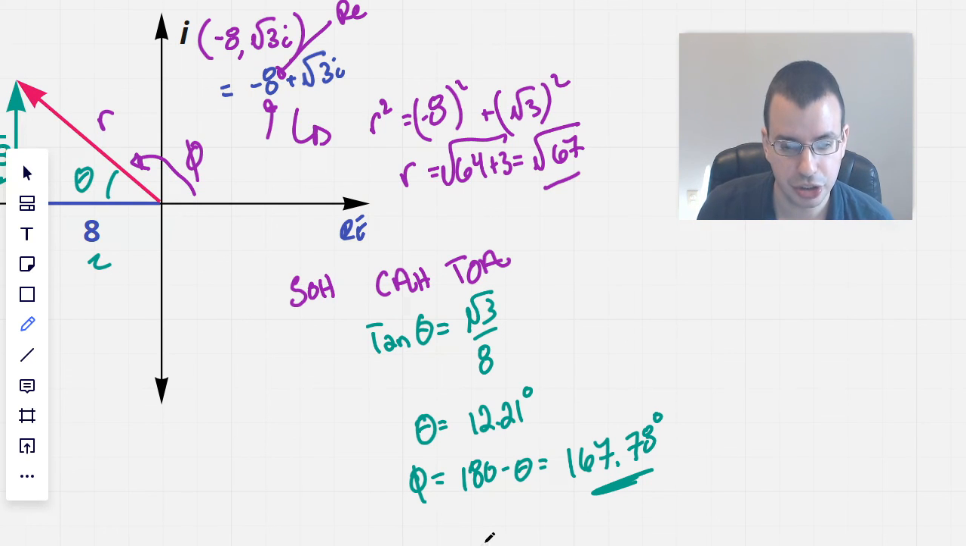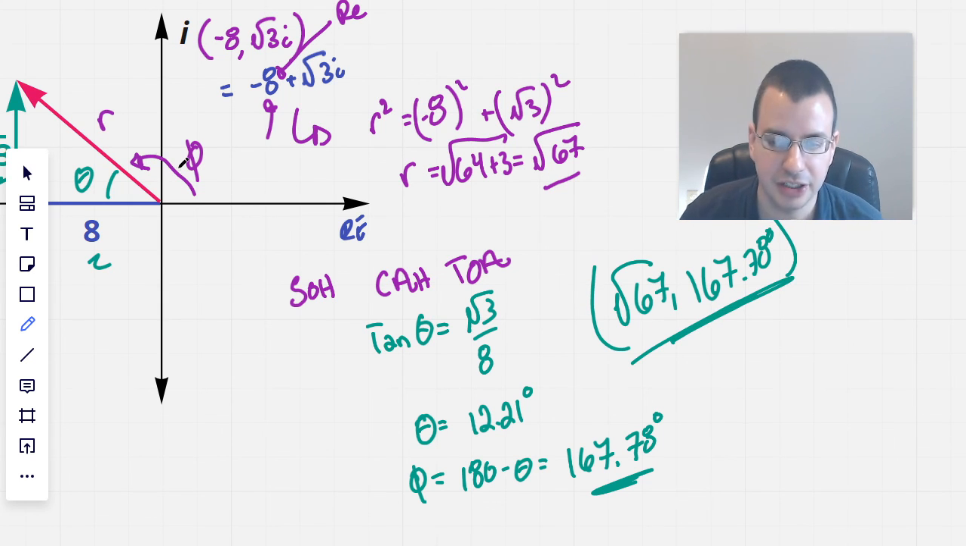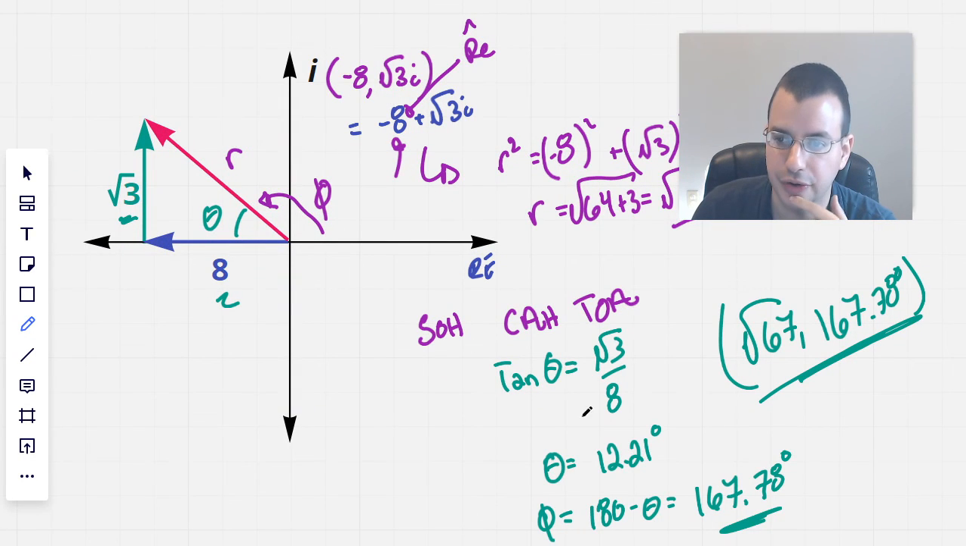So, long story short, putting this into polar form, we would then have √67 and 167.78 degrees. And this would be polar form on the complex plane. And that would represent the same as -8 √3 i.